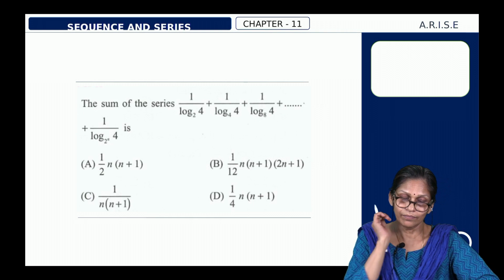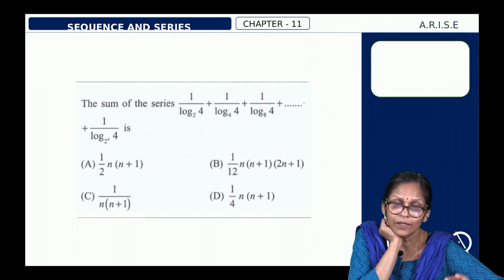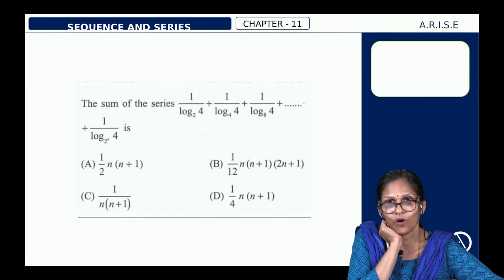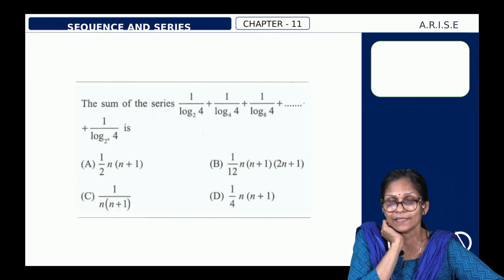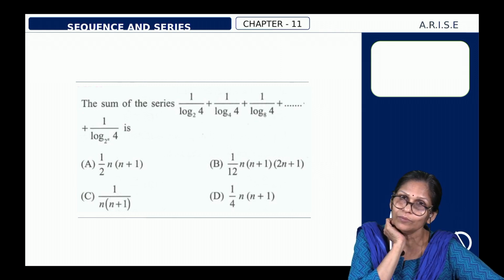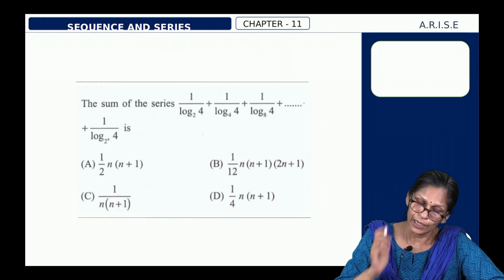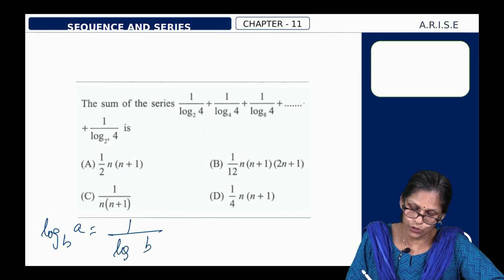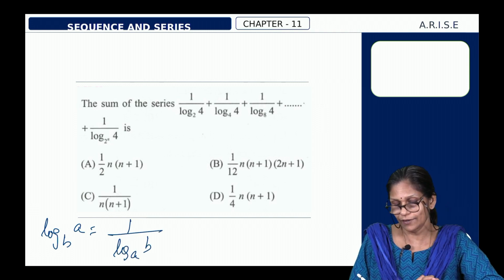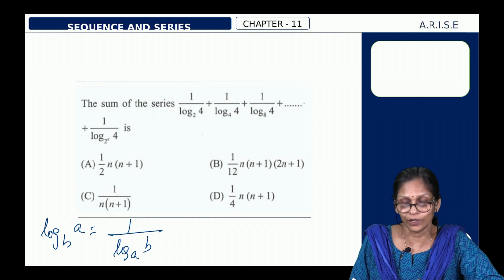Now, the sum of this sequence. Here the problem is that the bases are not the same. So, always you have to try and make the bases the same. Which property of logarithms am I going to make use of here? It is log of a to the base b is 1 by log of b to the base a. So, basically if such a term has to be brought to the numerator, you just have to interchange these two.